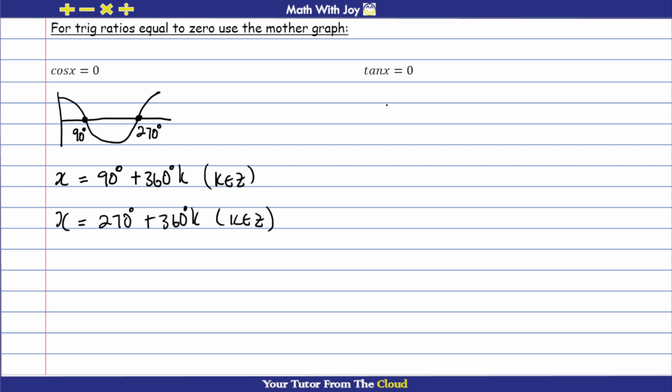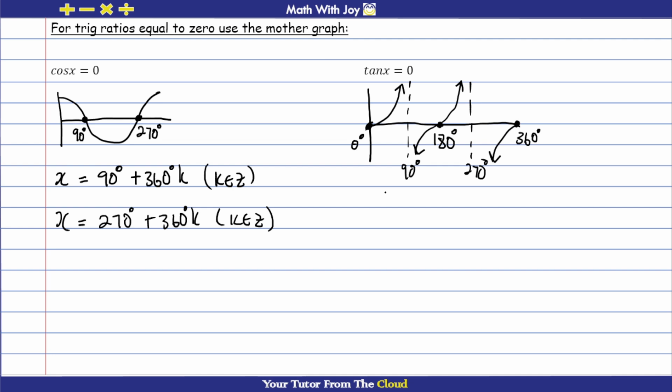Now let's go over to tan x. We know that the graph of tan x is going to look something like this, whereby we have an asymptote at 90 degrees and an asymptote at 270 degrees. And then the graph of tan is going to look like this. All right. So this is what we have for the graph of tan. We know that it's 0 at 0 degrees, and 0 again at 180 degrees, and it will be 0 again at 360 degrees.